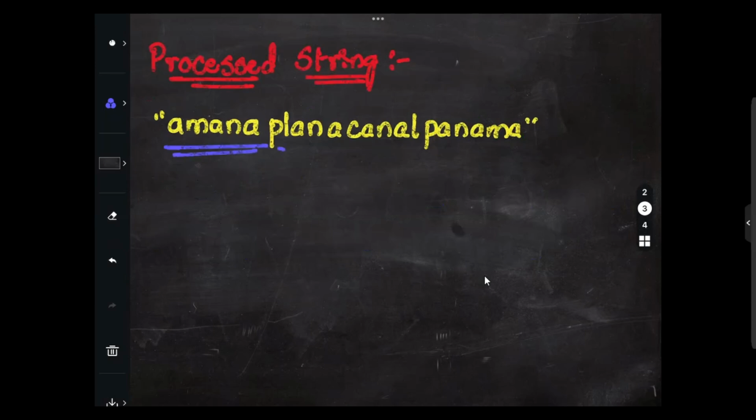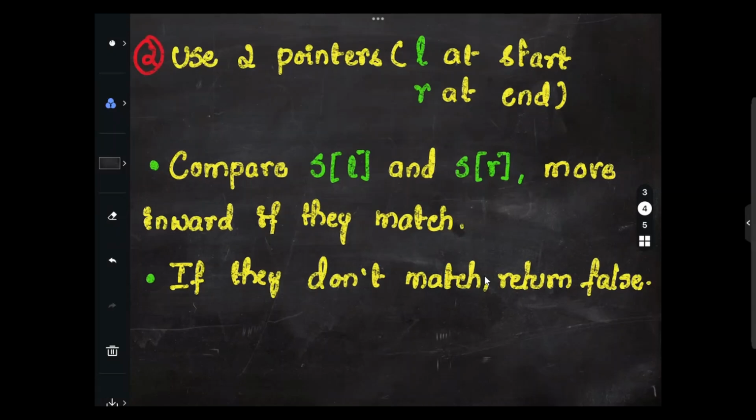Here the processed string is this one, after removing the non-alphanumeric characters as well as converting all the letters to lowercase. So let's move on with the second step. We will be making use of the two pointer approach, which we have already discussed.